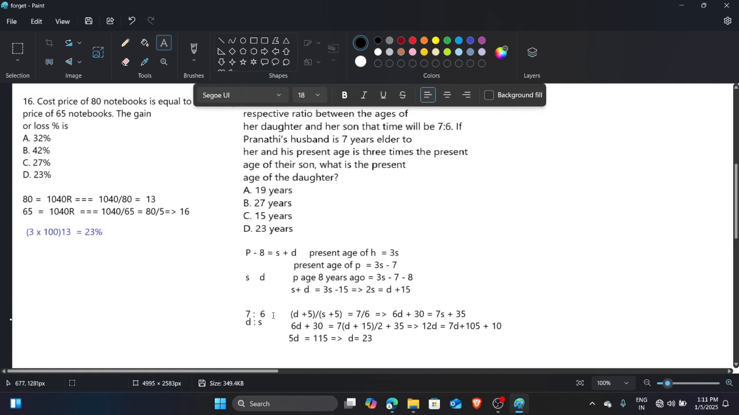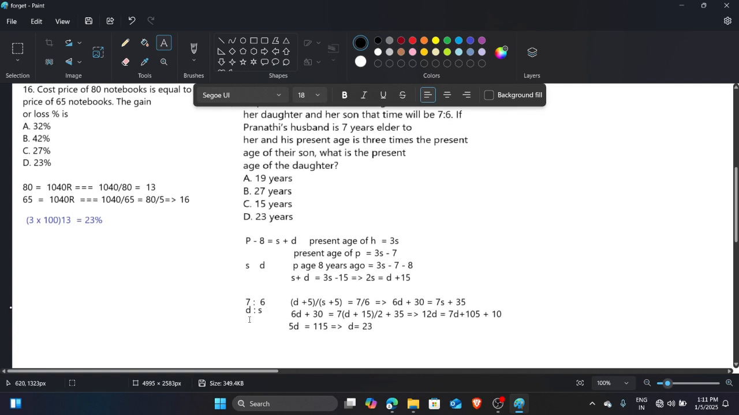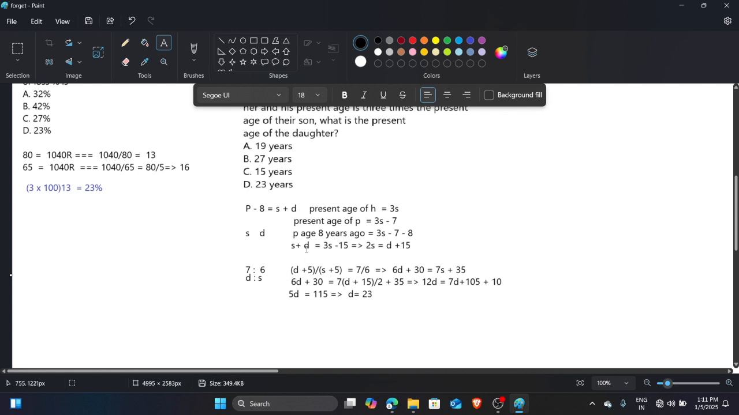of their ages is 7:6. So the ratio is of daughter and son. So we add 5 to d and s: d plus 5 and s plus 5, from their present ages. I added 5 and then equated it to their ratio. Again I made one equation, and from here I get this equation, and somehow I extract the value of s.